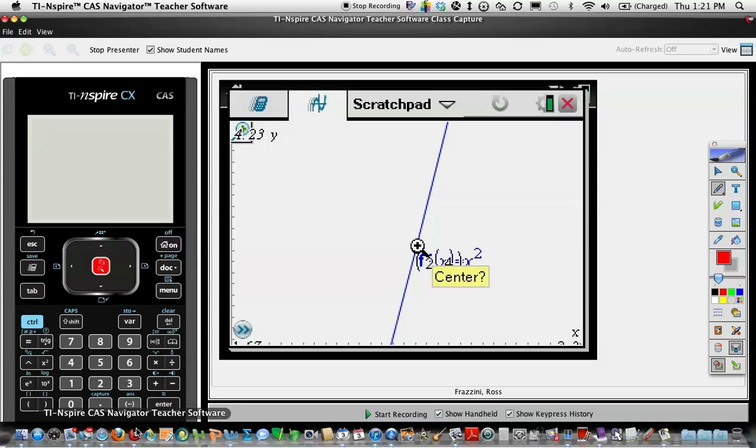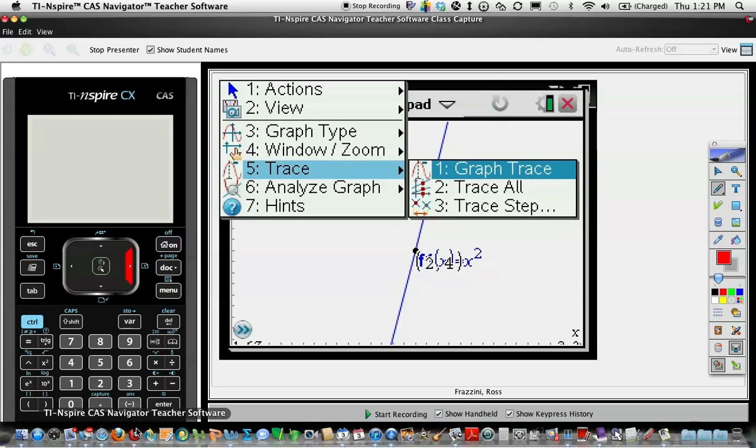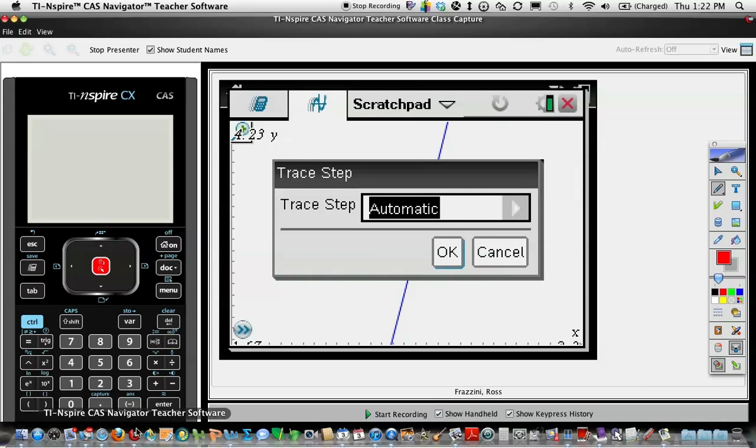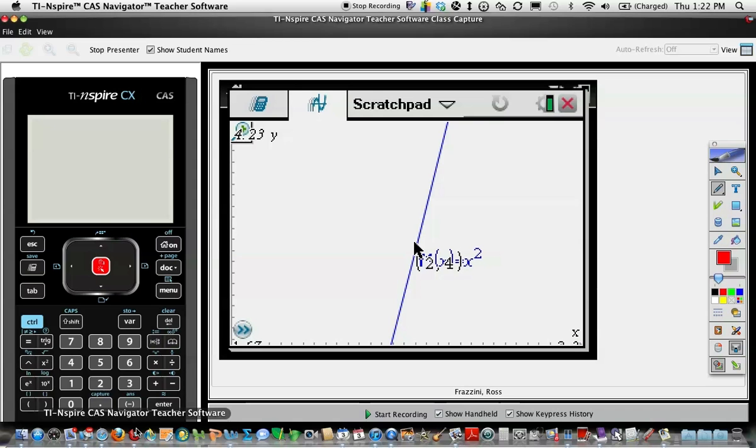So what I want to do now is trace. So here's something else I've learned about trace. Go to menu and trace again. But this time, don't hit graph trace yet. Go to menu and trace, and then go down here to trace step, number 3. Okay, and hit enter. Now, when we trace, if we want to have control over how close we get to 2, here's where we would do this. Put in 0.01 and hit OK. Now type in a 2, hit enter.